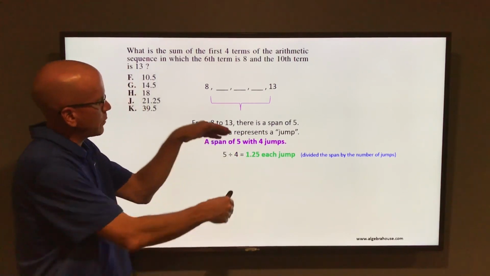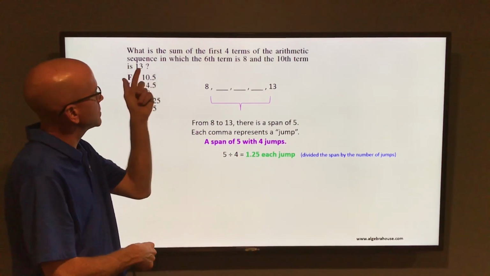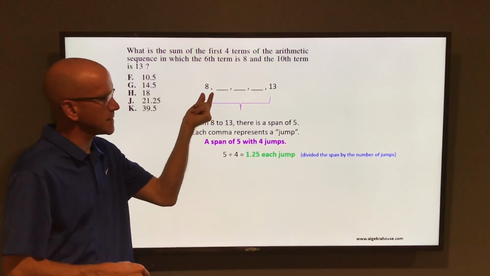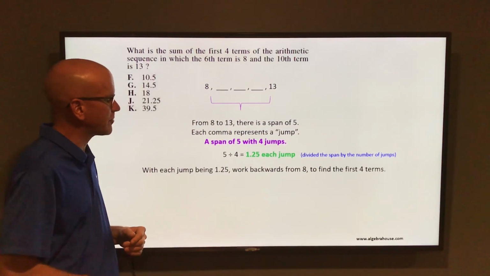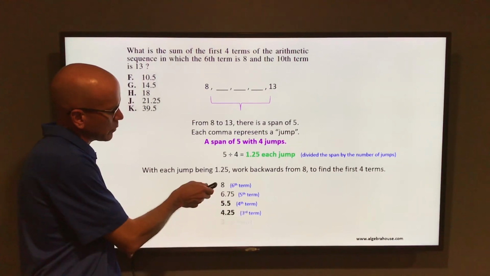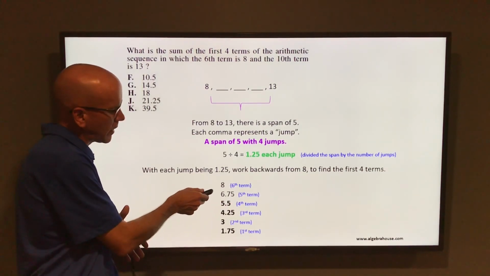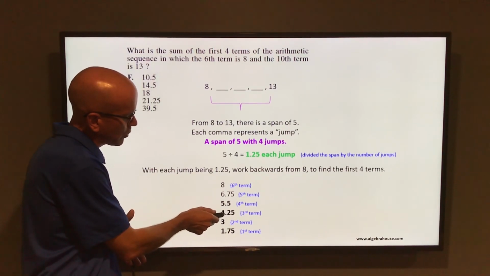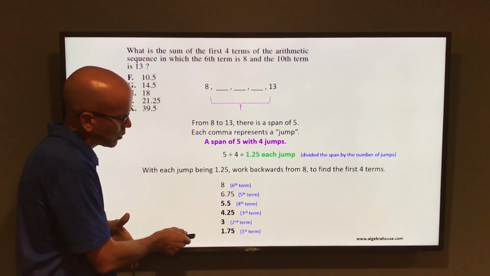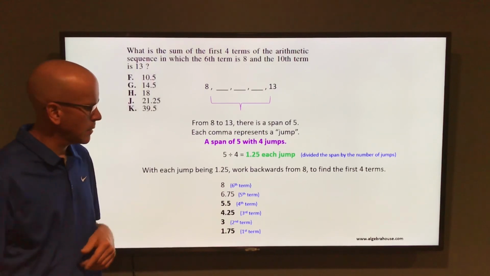So let's go backwards now from 8, because we need the sum of the first 4 terms. This is the 6th term. So go backwards from that to get the first 4 terms. Working backwards from 8, now subtracting 1.25, the 5th term is 6.75, the 4th term is 5.5, 3rd term 4.25, 2nd is 3, and the first term is 1.75.